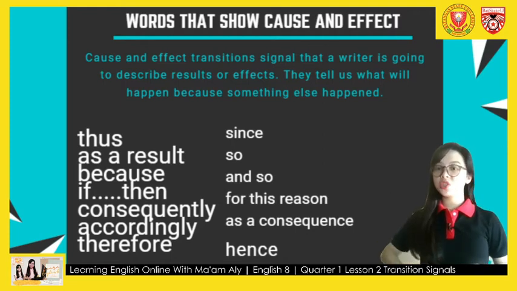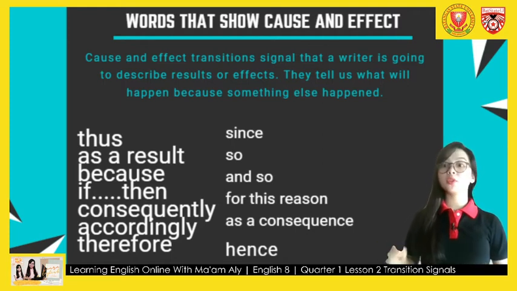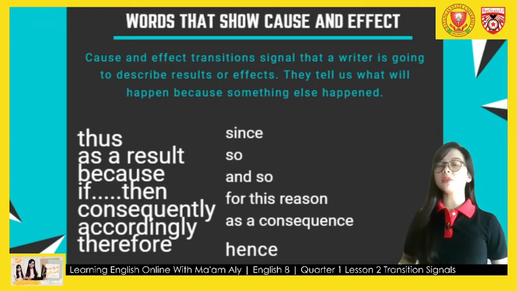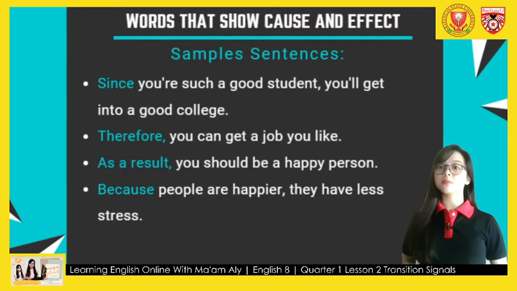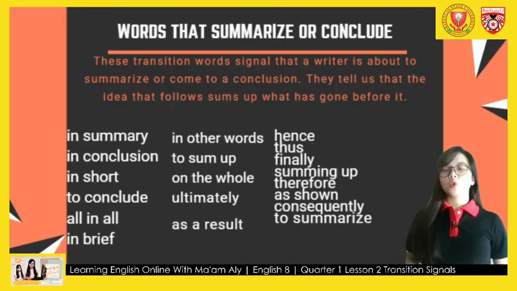Cause and effect transitions signal that a writer is going to describe results or effects. They tell us what will happen because something else happened. Presented on your screens are the sample words that show cause and effect. Meanwhile, these are some sample sentences of the words that show cause and effect. We also have words that summarize or conclude.